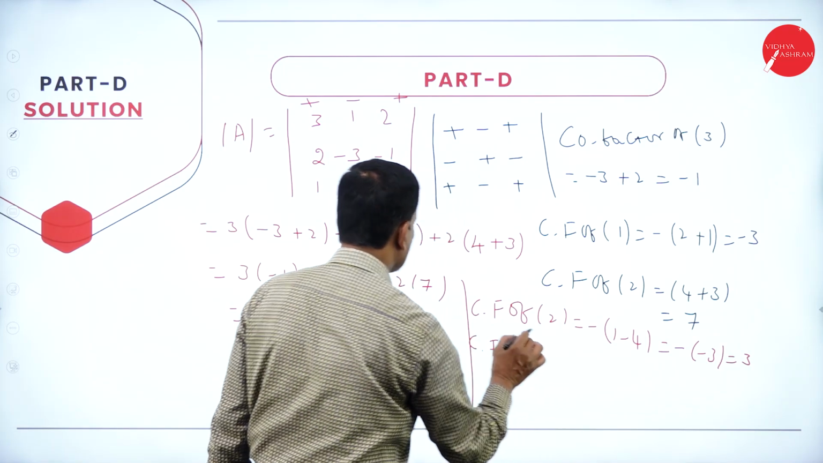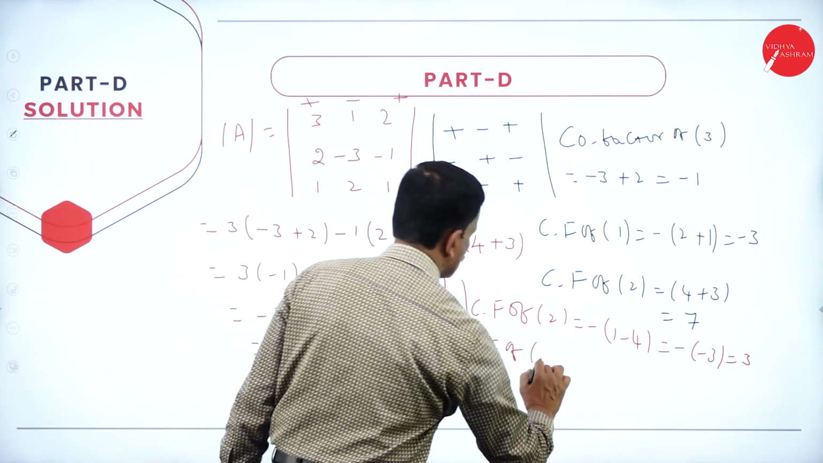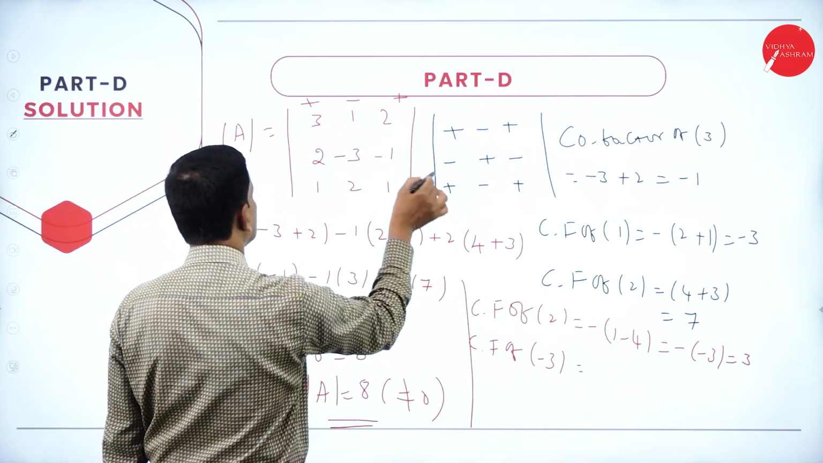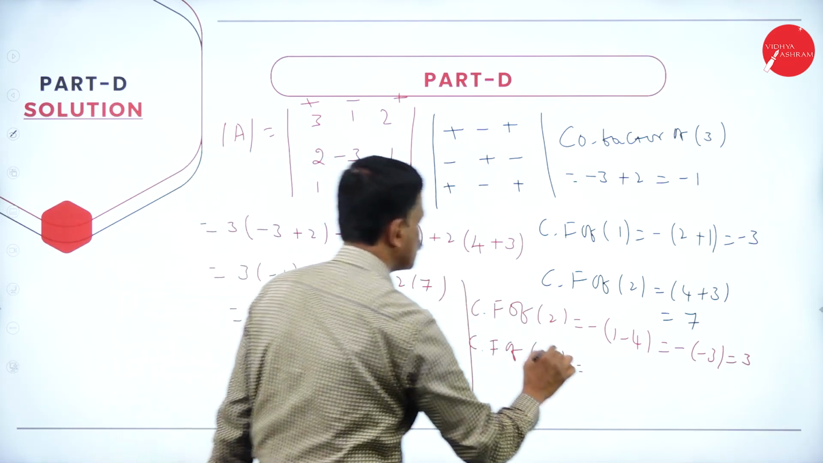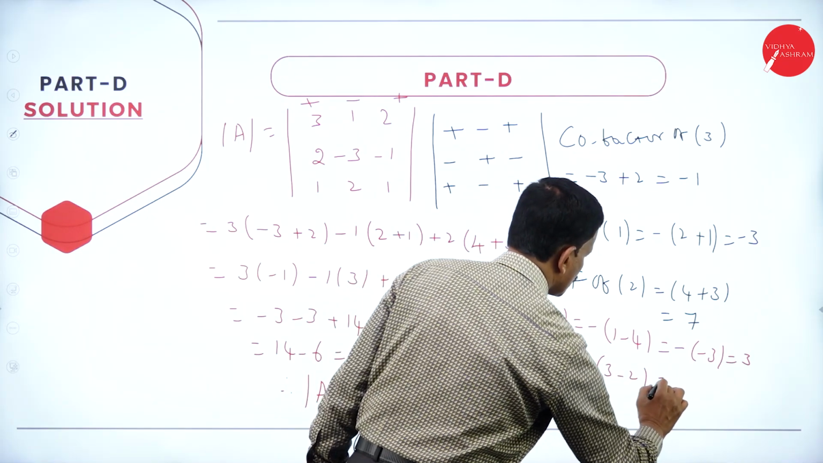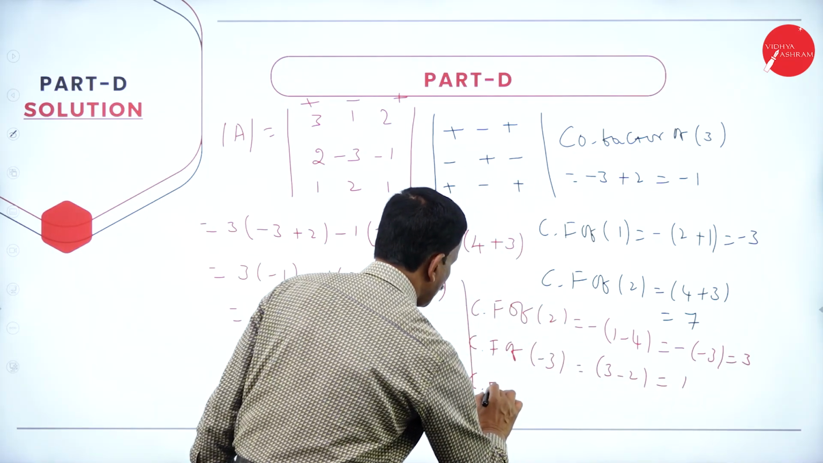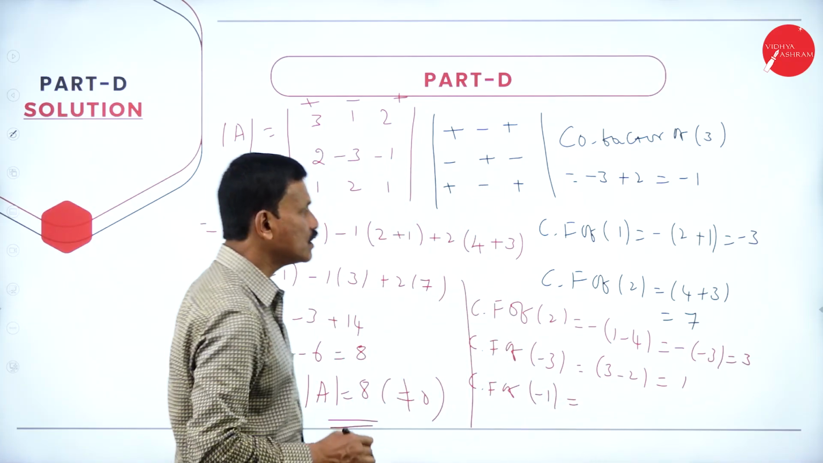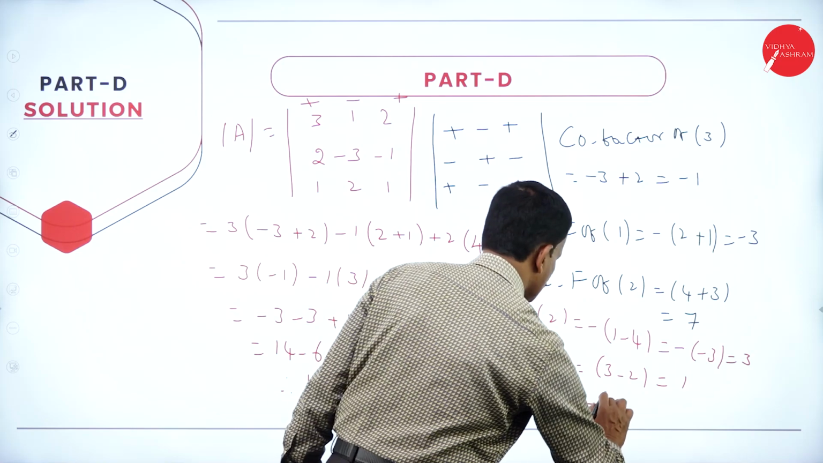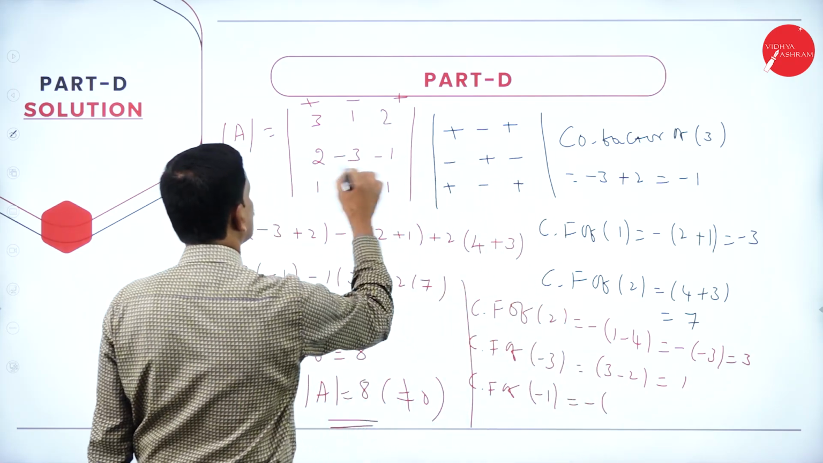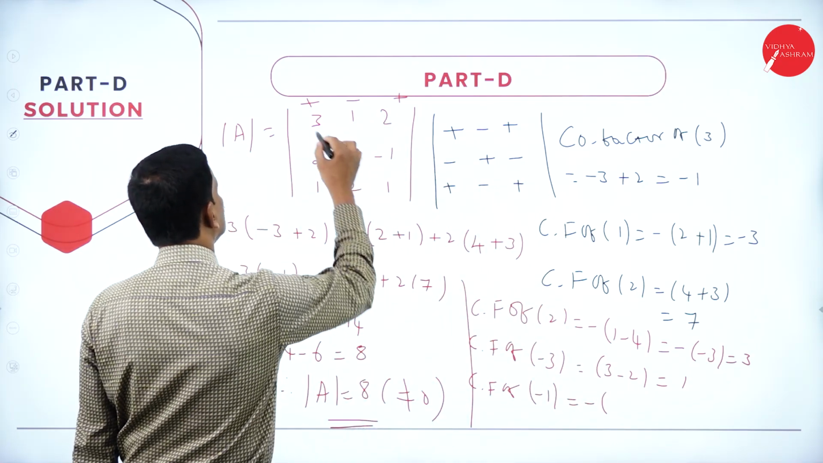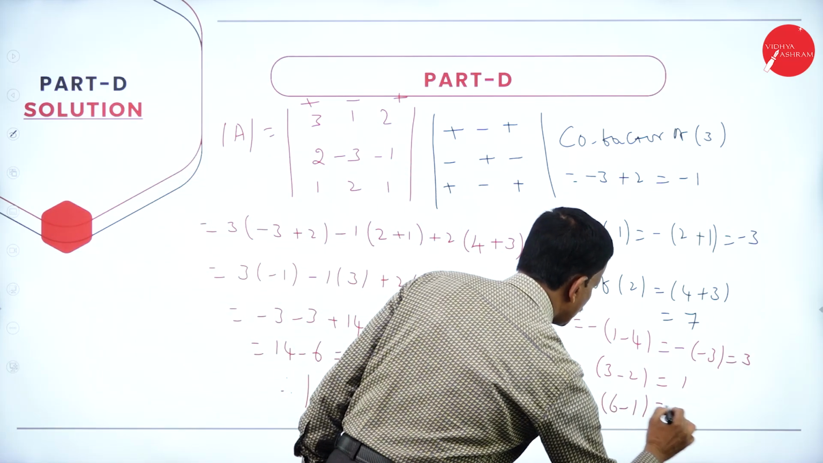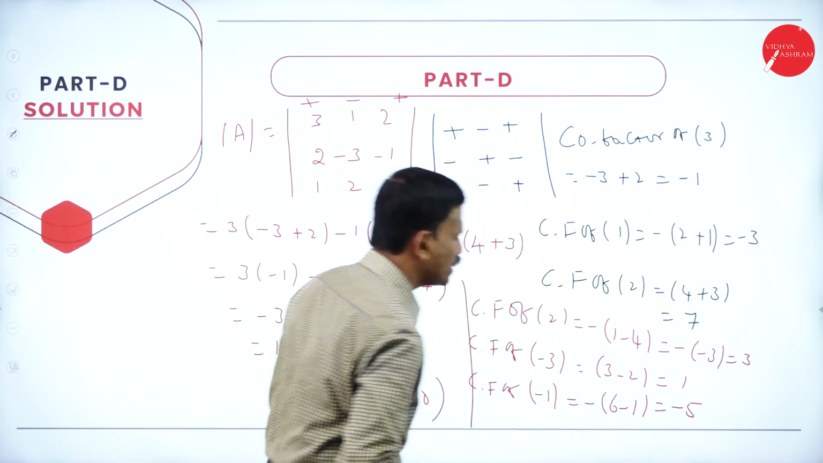Similarly, the cofactor of minus 3, what is the sign? It is positive. This row and column is gone. 1 3s are 3 minus 2, that's equal to 1. And the cofactor of minus 1, the sign is minus. So just delete this row and column containing minus 1. This is gone. 3 2s are 6 minus 1. 6 minus 1 is 5. Minus of this is minus 5.